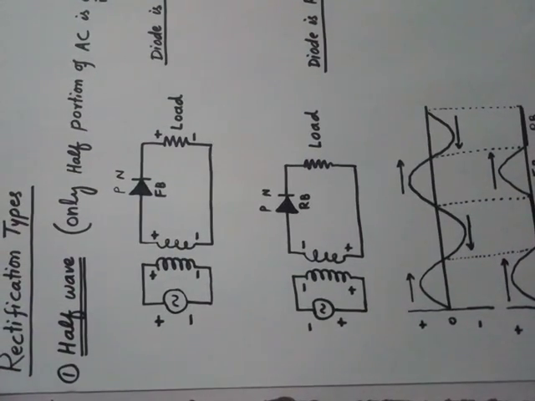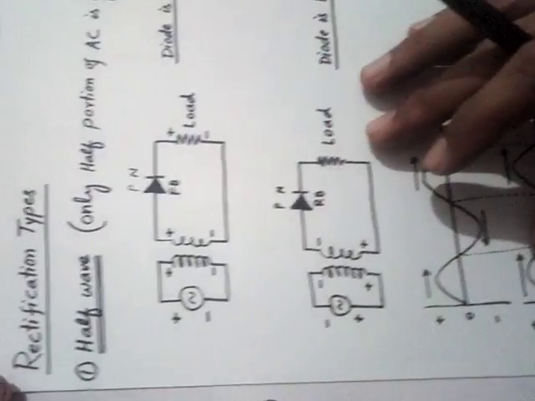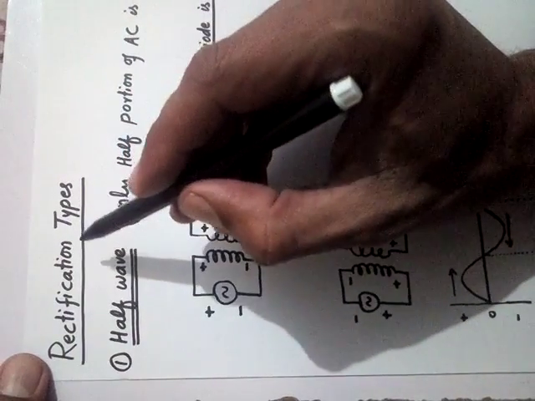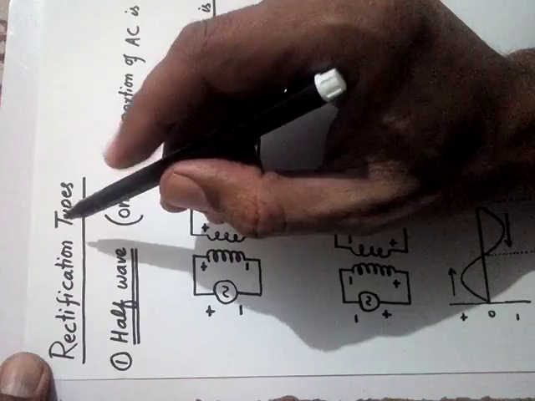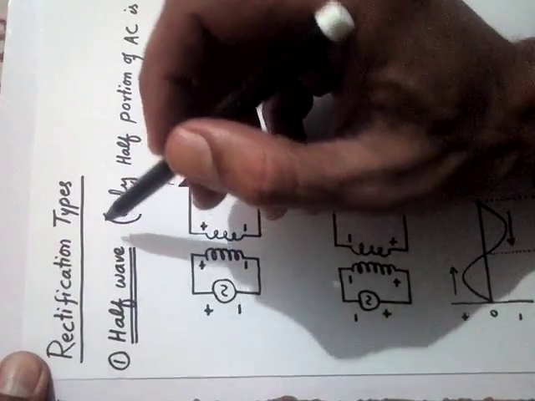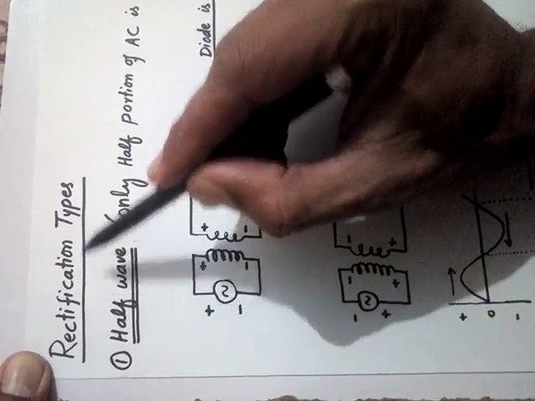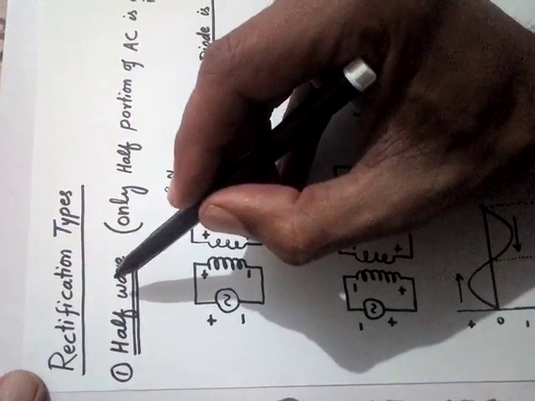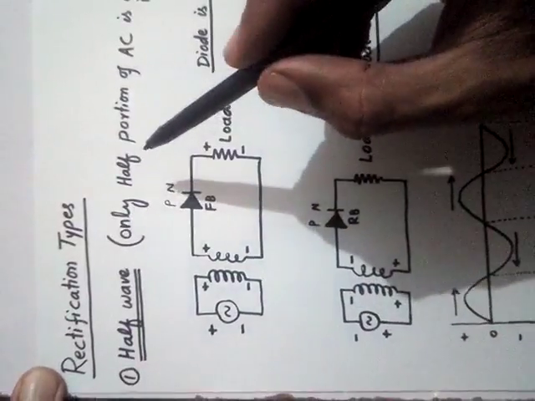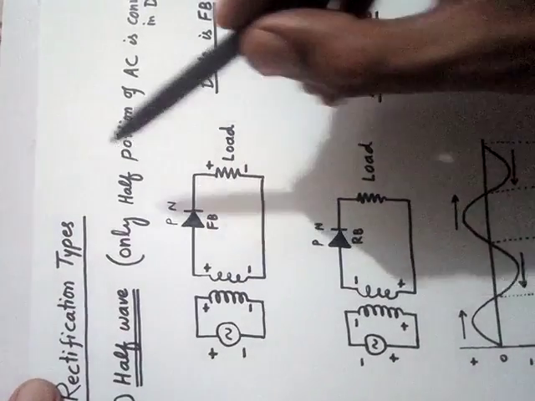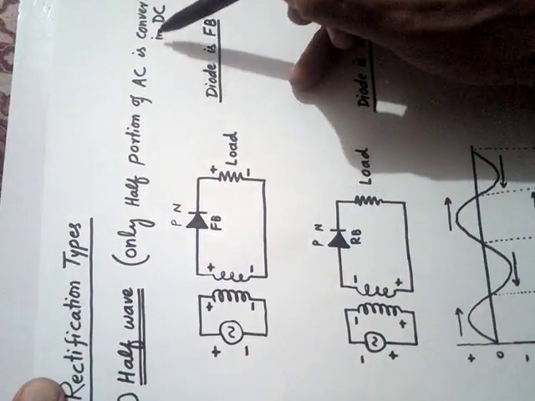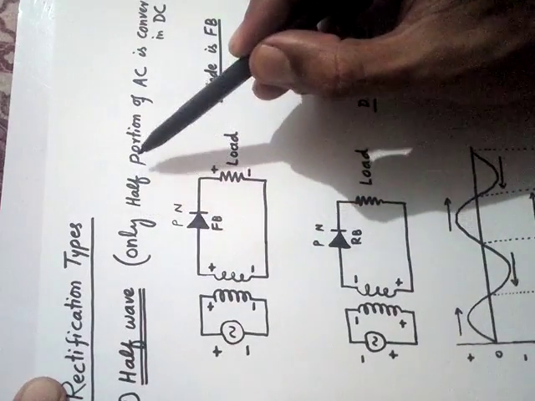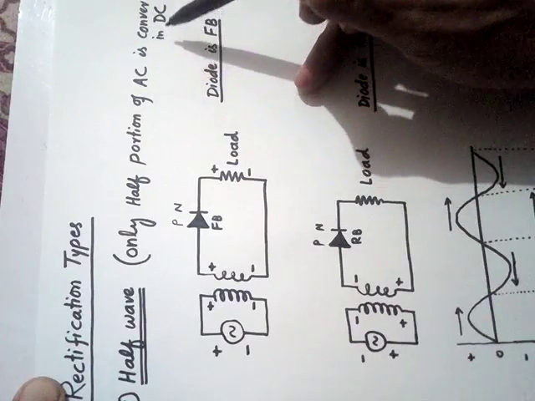Now we come to the main topic to be discussed today. The topic name is rectification types. As you know, in rectification the AC is converted into DC. Now we consider there are two types of rectification. One is half wave rectification and the other is full wave rectification. Half wave rectification is the rectification in which only half portion of AC is converted into DC. In half wave rectification, only half portion of the AC is converted into DC.